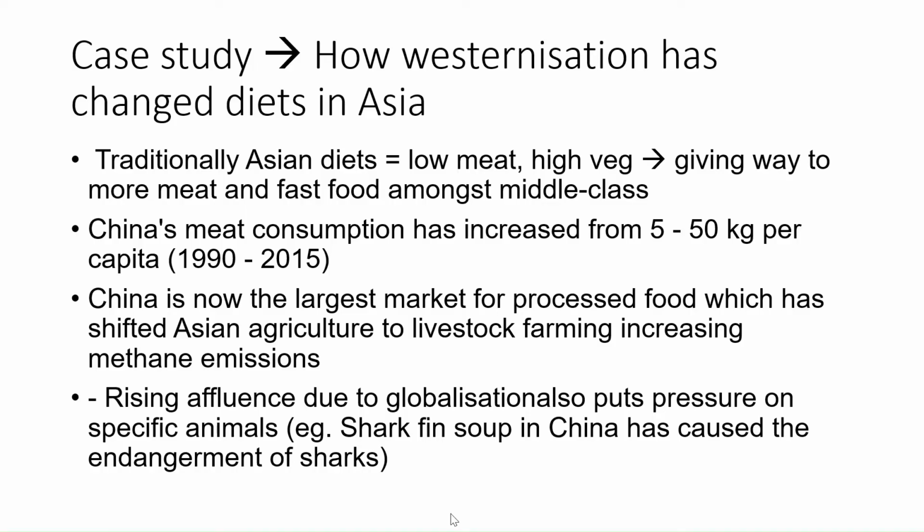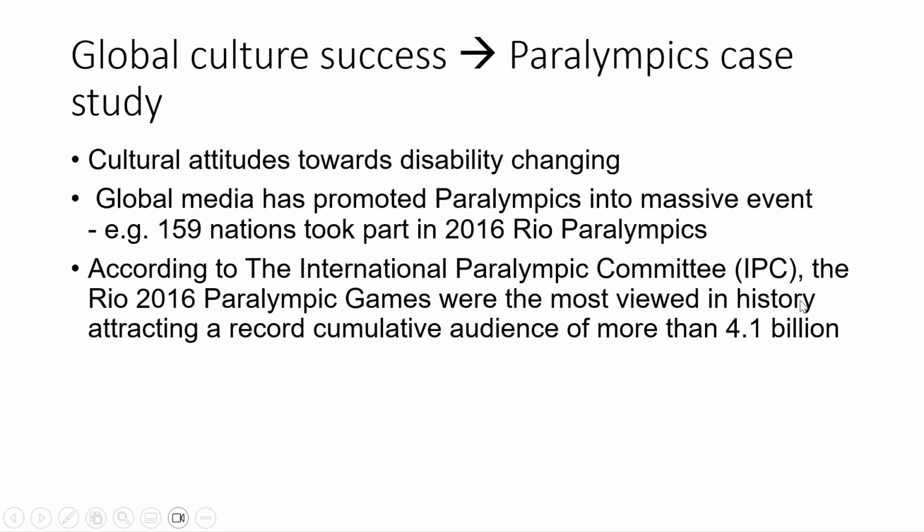and has caused the endangerment of sharks, which is another environmental problem. Yep. So let's move on to the next case study. So how has the emergence of a global culture been successful for disadvantaged groups?